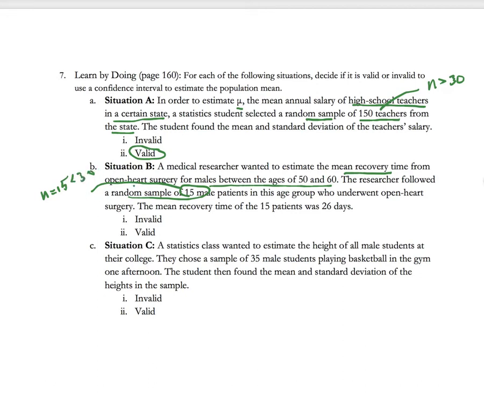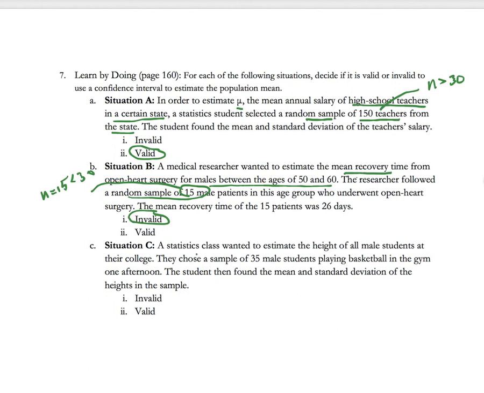The only way we could proceed is if they tell us that recovery times follow a normal distribution, but they don't. The only thing they're telling us is that the mean of the 15 patients was 26 days, okay? If they told us that the mean recovery time from open heart surgery has a normal distribution, we could proceed even with this small sample size, but they don't, so this is invalid. We cannot proceed.